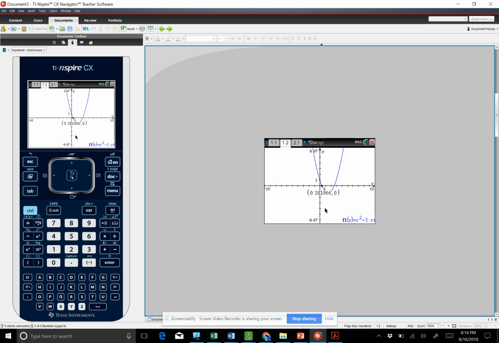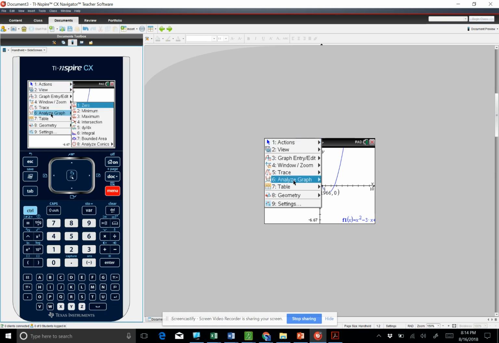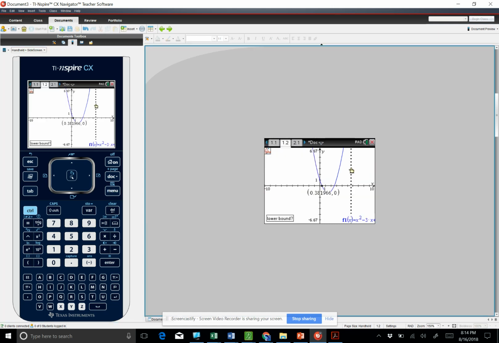So we would write down for this one 0.381. And remember, you can truncate it. You do not need to round that up because you might make a mistake rounding. All right, then I'm going to do this again for my other zero. So menu, analyze graph, zero. Go to the left, go to the right. We would write down 2.618. So those would be my x-intercepts. Technically, I would probably want the 0 after them.